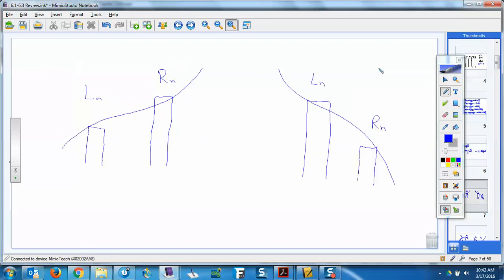Okay? Will any formulas be given to us? The error formulas will. Okay? So, of course, we talked about how if a graph is increasing, that's how you tell about lefts or rights. With an increasing graph, lefts will be under, rights will be over. With a decreasing graph, it's the opposite. Lefts are over, rights are under.